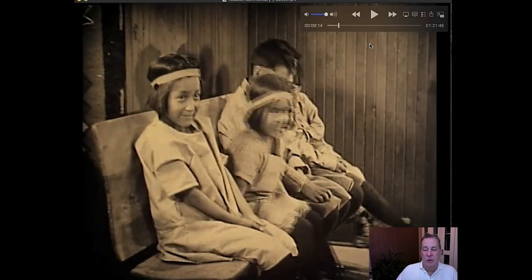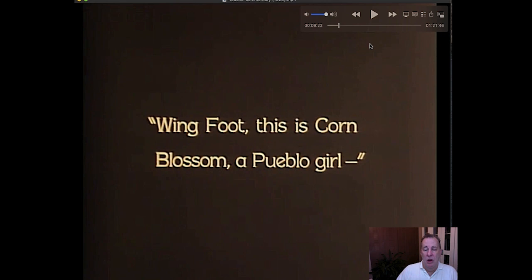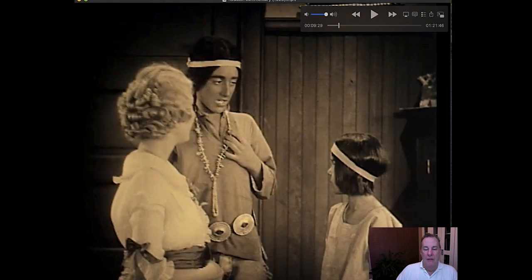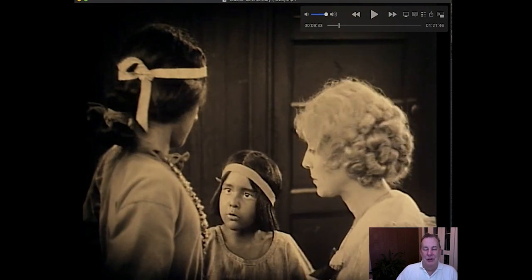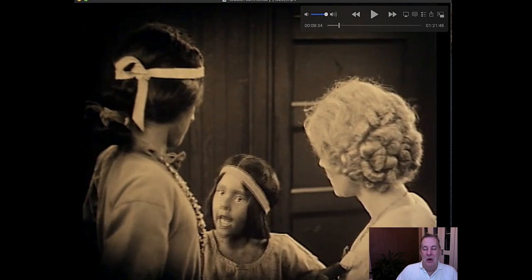Oh, look at this. We're going to change you into some nice clothes. Wingfoot, this is Corn Blossom, a Pueblo girl. Oh, Navajo hate Pueblo. And I love the little girl's expression here. She goes, oh yeah?